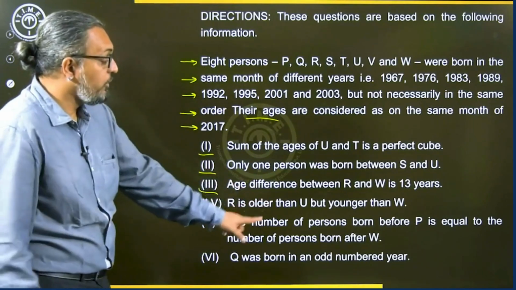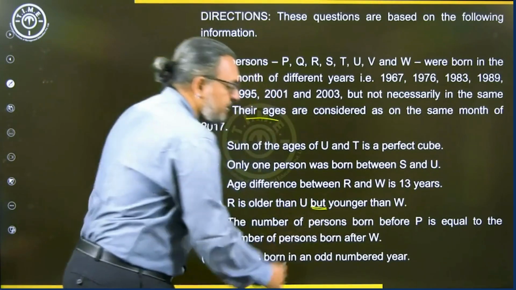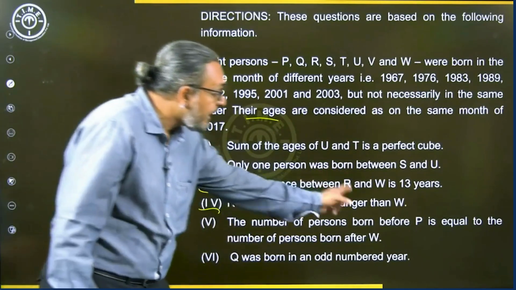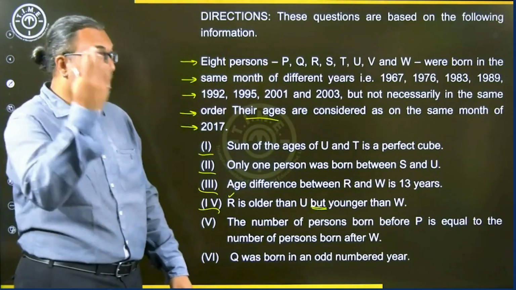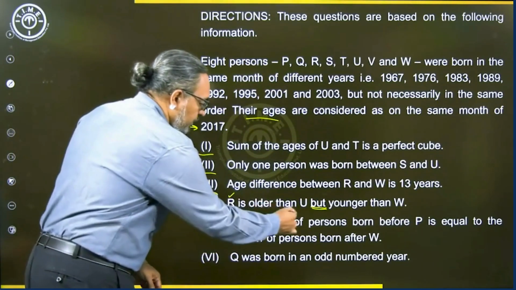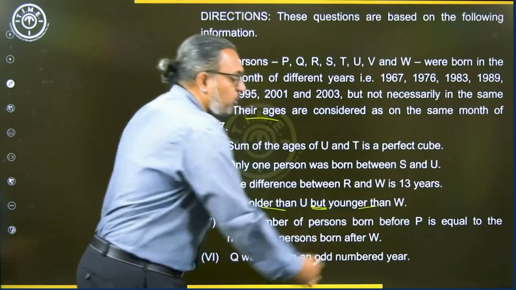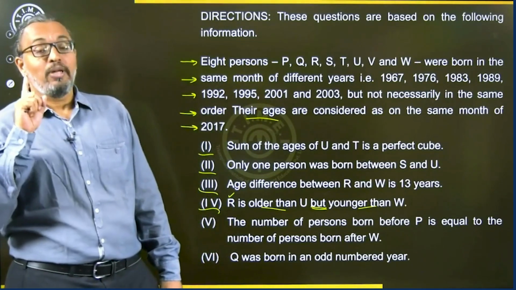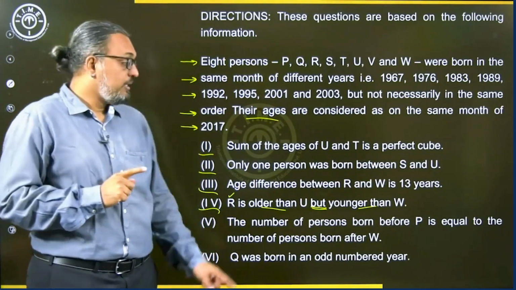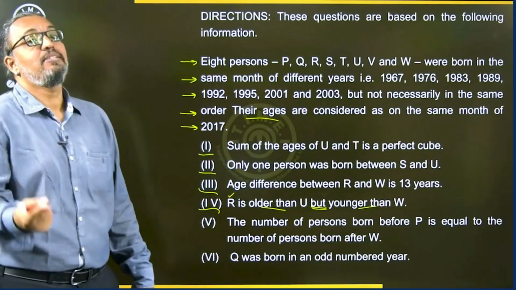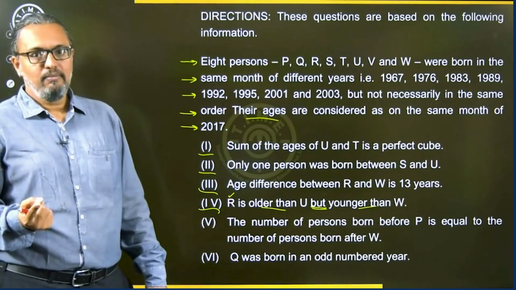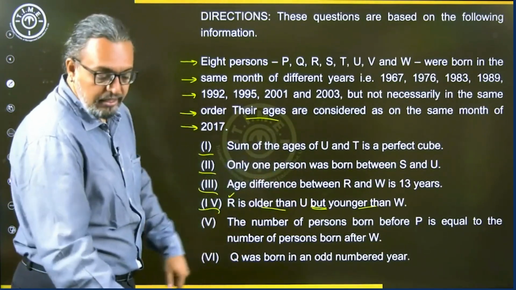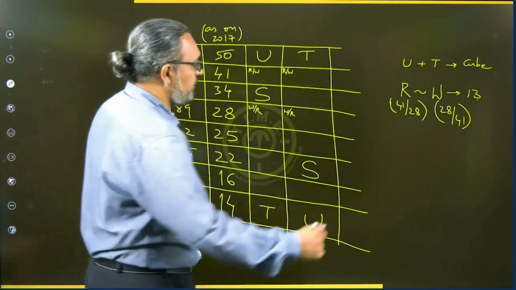R is older than U, but like I said, when you have 'and' or 'but', it refers to the first person, that is R. Younger than W. So R is above U. See? Older means above, younger means below. That is why you fix the ages in decreasing order. So learn to represent the data in such a way that your conditions become very easy to interpret. Understood the point? So R is older than U, above U, younger than W, below W.